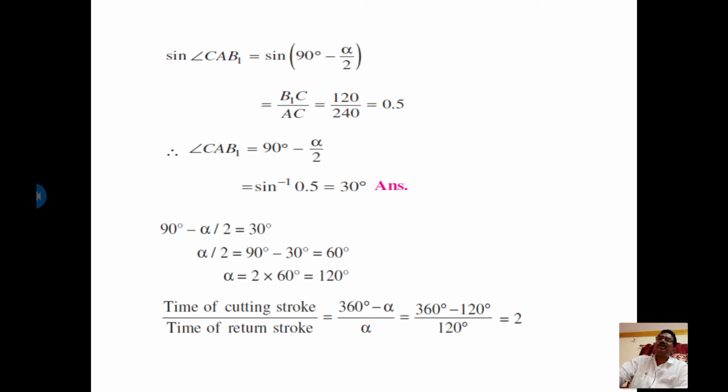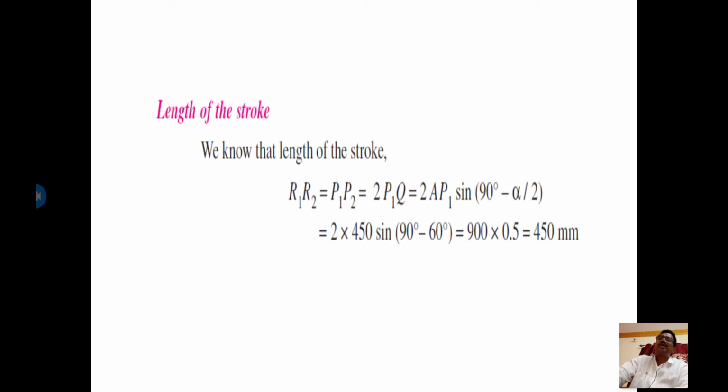Next one is the alpha value you can calculate. Okay, from this, 90 minus 30 is alpha by 2, or alpha is 120 degrees. So the ratio of time of cutting stroke to time of return stroke is (360 minus alpha) by alpha, or (360 minus 120) by 120, that is 2. So now the length of the stroke you can calculate from this. R1R2 is equal to P1P2, which is equal to 2 P1Q, that is 2 AP1 sin (90 minus alpha by 2), so 2 into 450 into sin of (90 minus 60), so that is 900 into 0.5. Okay, 450 mm is the length of the stroke. So this is the way you are calculating.